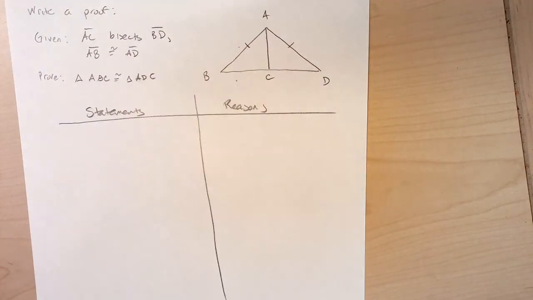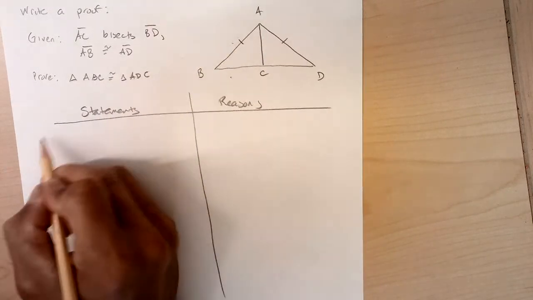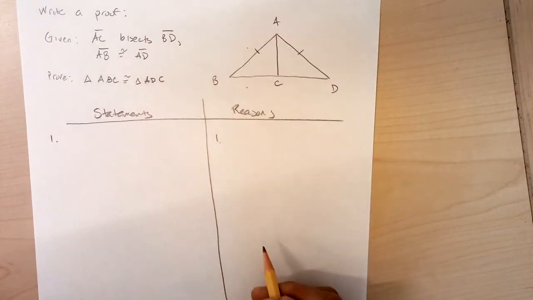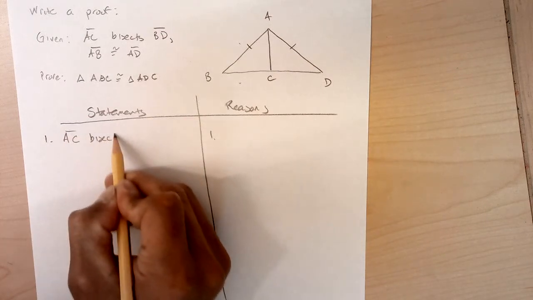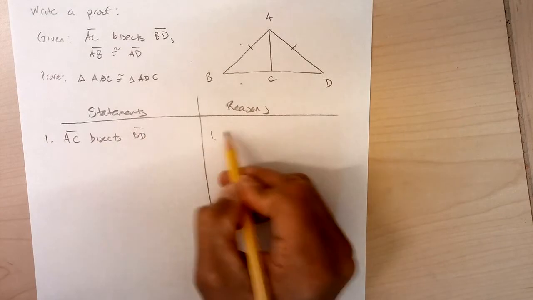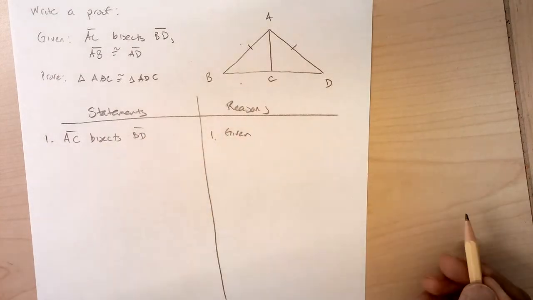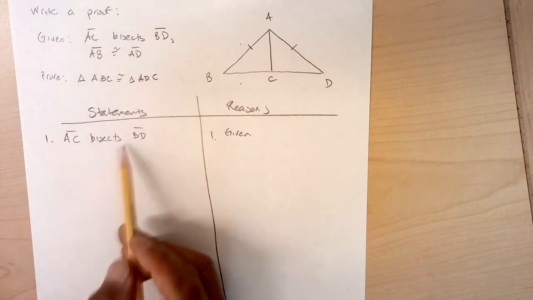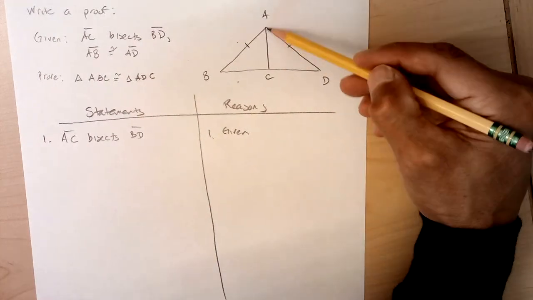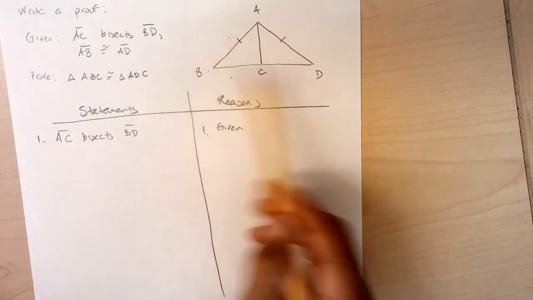So in order to prove that the two triangles are congruent, we need to start figuring out our statements and our reasons. The first statement could be AC bisects BD. That's definitely given. I could also write as my first statement, segment AB is congruent to segment AD. That's also given, but let's just take a look at the first statement. AC, so this segment right here, bisects BD.